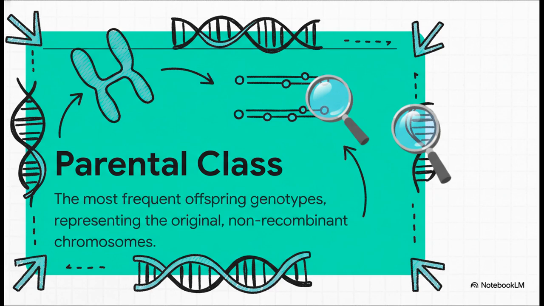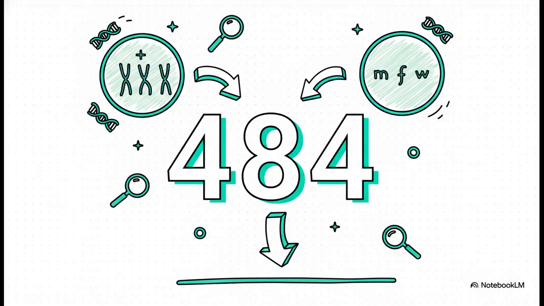And the reason they're so frequent is because they represent the original combination of genes from the parents' chromosomes, which were passed on directly without any of that genetic shuffling or recombination happening between them. So if we look back at our data, it's pretty easy to spot the 2 largest numbers, right? 253 and 231. These correspond to the genotypes +++ and MFW. Bingo. These are our parental genotypes. This tells us something huge. One parent contributed a chromosome with all the normal wild-type alleles, and the other parent gave a chromosome with all 3 mutant alleles. This is our baseline.